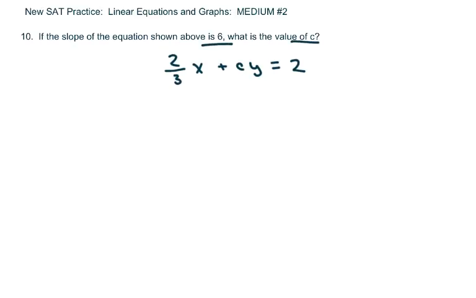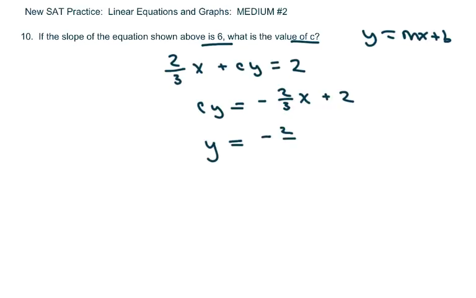So what is c? Now this is one you don't want to overthink. It has the variables, so let's just write this in y equals mx plus b form. So we get cy equals negative 2/3 x plus 2, and divide everything by c. So y equals negative 2/3 x over c plus 2 over c.